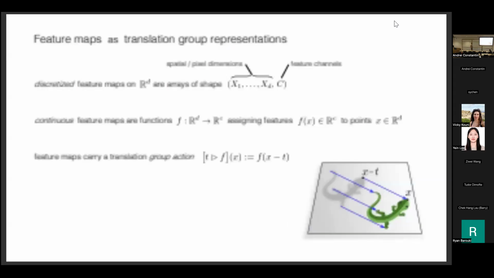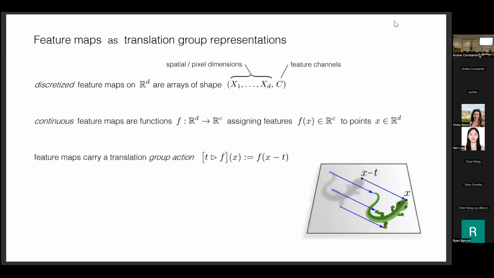All right, and then we need a translation group action, which is just defined such that the translated feature map evaluated at point x is just f of x minus t. So look at that figure here. If we take the feature map and shift it around by t along this blue arrow, then the transformed feature map at x came from x minus t. This is what this group action here is saying. And that is, by the way, called a regular representation of the translation group.